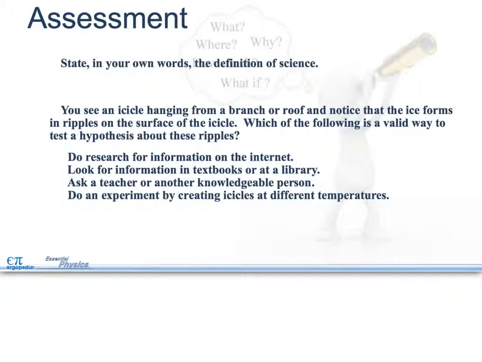Again, we start with some assessment questions. State in your own words the definition of science. You see an icicle hanging from a branch or a roof and notice that the ice forms in ripples on the surface of the icicle. Which of the following is a valid way to test a hypothesis about these ripples? Do research for information on the internet, look for information in textbooks or a library, ask a teacher or a knowledgeable person, do an experiment by creating icicles at different temperatures.